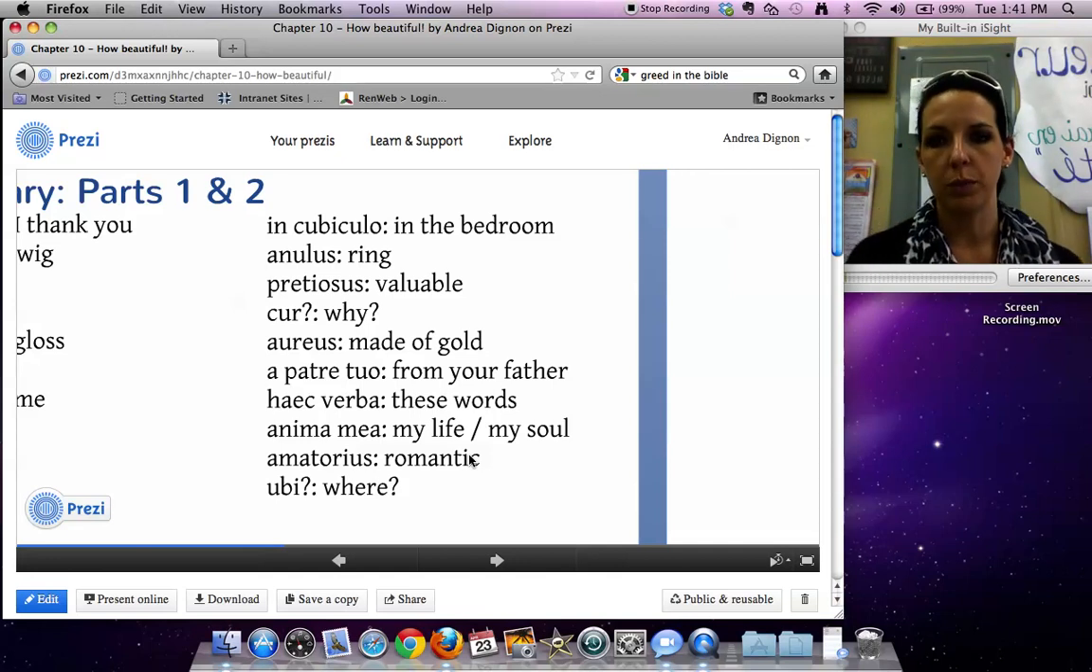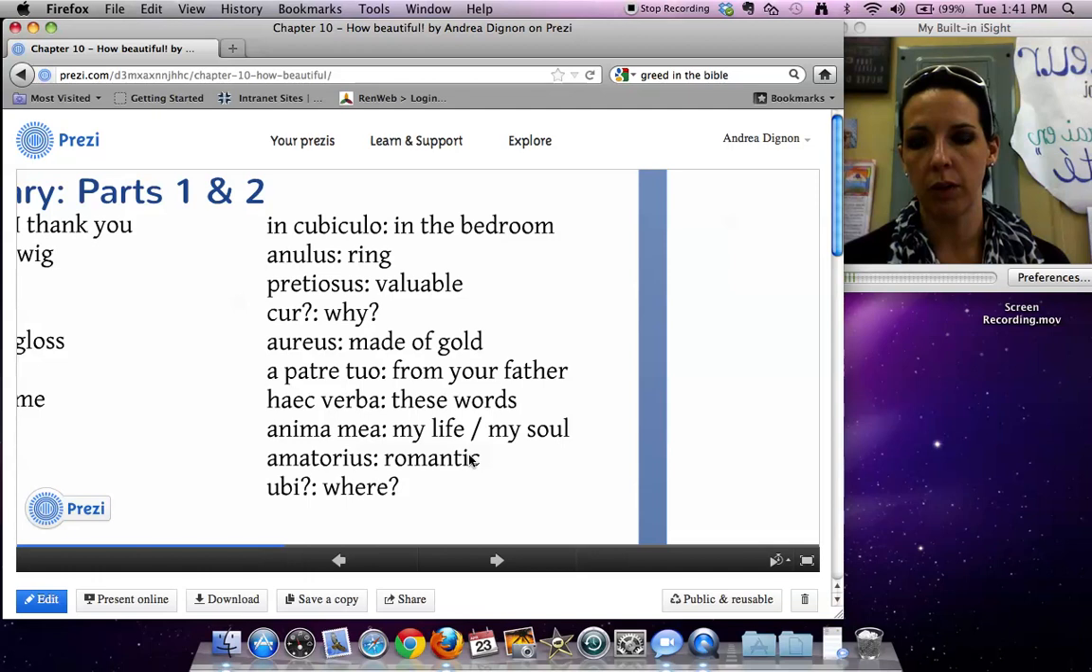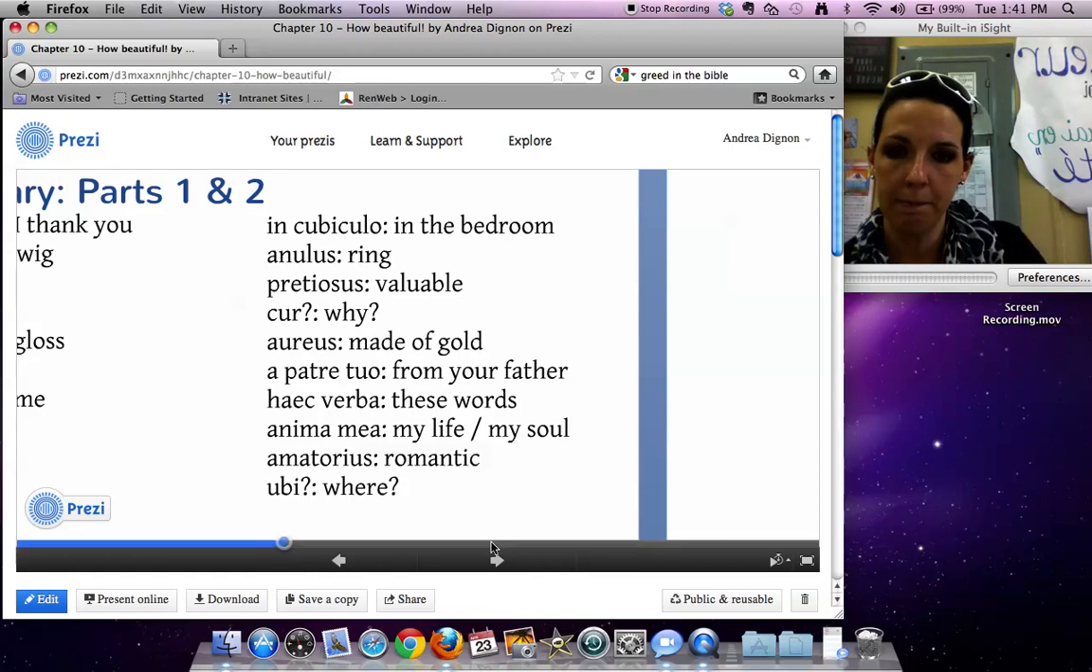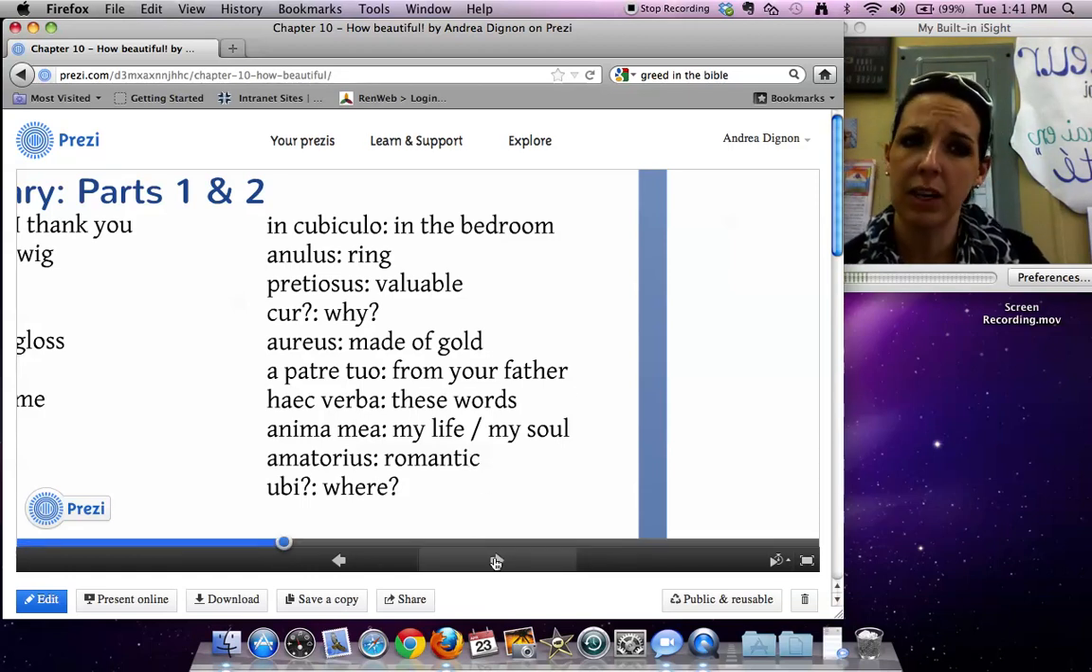Cur, which means why, which is another word that we've seen already. Aureus, which means made of gold. A patre tuo, from your father. Haec verba, which means these words. Anima mea, my life or my soul. We've seen that in a previous chapter as well. Amatorius, which means romantic. And then ubi, which means where. Okay? Take a minute to jot those down in your journals.